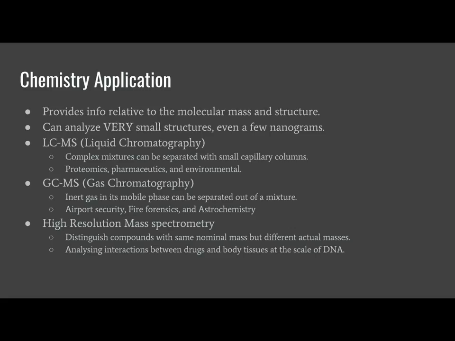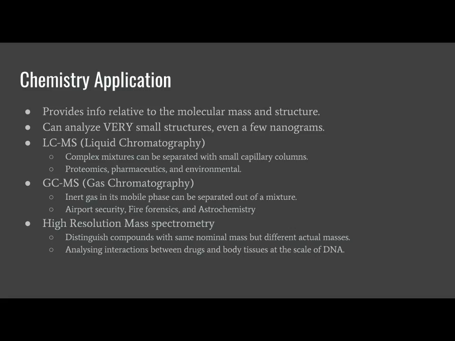Some applications of liquid chromatography would be proteomics, which is the study of proteins and digestive products, pharmaceutics, which is drugs and analyzing of drugs, and environmental, which is analyzing herbicides and pesticides in the residue on fruits. Next is gas chromatography, which is basically measuring inert gases and mobile phases that can be separated out of a mixture.